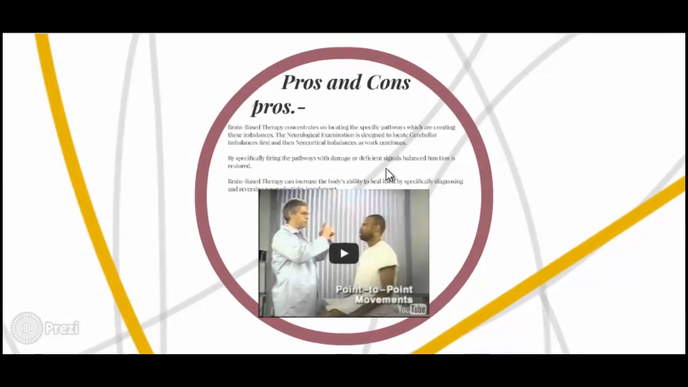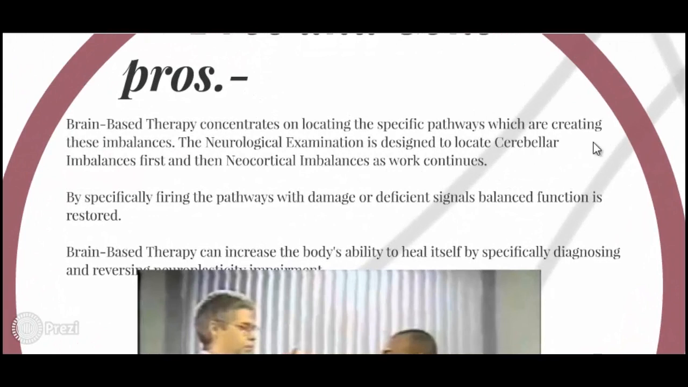Pros and cons. Pros. Brain-based therapy concentrates on locating the specific pathways which are creating their imbalance. The neurological examinations are designed to locate cerebellar imbalance first and then the cortical imbalance as work continues. By specifically finding the pathways with damage or deficient signals, balance function is restored.